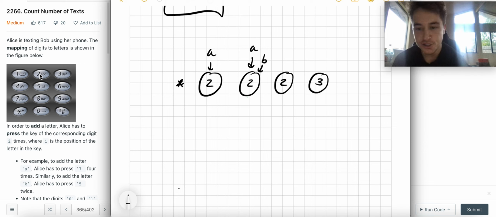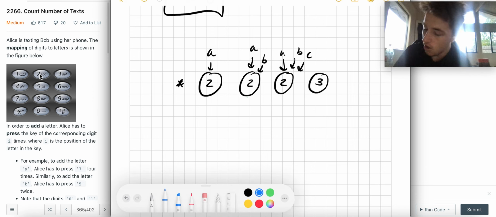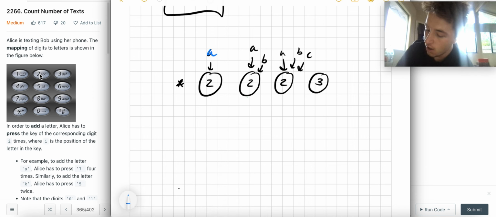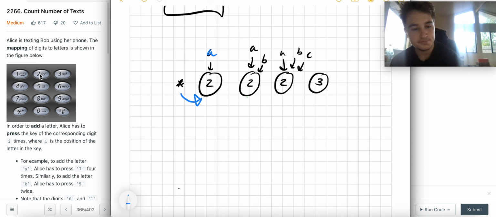What about when there's 3 2s? Oh, well, there's 3 2s. It could have been an A here, it could be a B here, or it could be a C here. So when it's just an A, all I have is this situation here. When it's just an A here, all I have is that A there. When it's just an A here, all I have is A there.